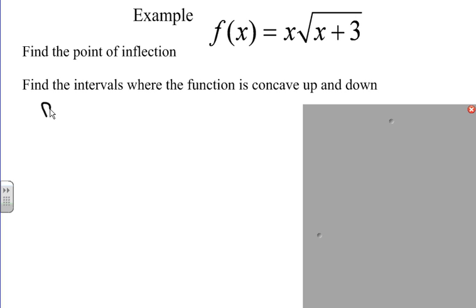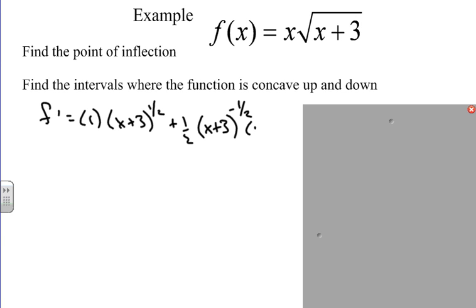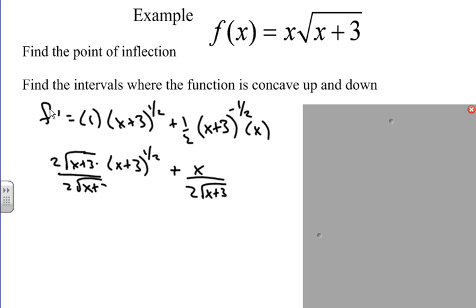So we're going to find the first derivative. I'm going to use the product rule. Take the derivative of the first, which is 1 times (x plus 3) to the 1/2, plus 1/2 times (x plus 3) to the negative 1/2 power times x. We simplify this, and what we have is (x plus 3) to the 1/2 plus x over 2 times the quantity (x plus 3) to the 1/2. We can multiply both top and bottom by the square root of x plus 3, so we get a common denominator.